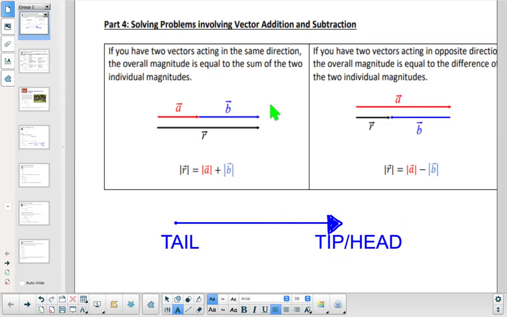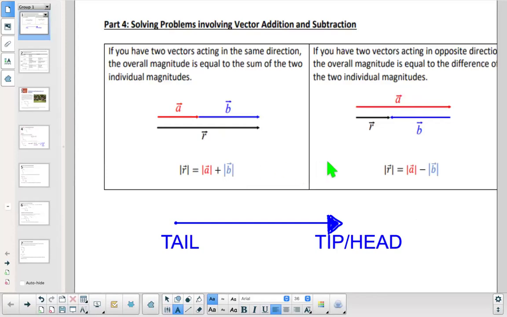Now, the first part, if you have two vectors acting in the same direction, the overall magnitude is equal to the sum of the two individual magnitudes. And you can see that the resultant is moving in the same direction. So in this case, we say the resultant, we're adding vector A plus vector B. We're moving in the same direction.